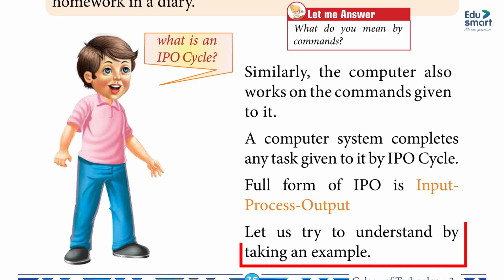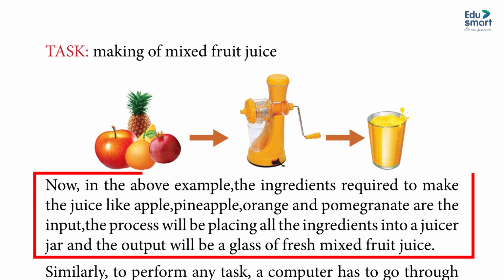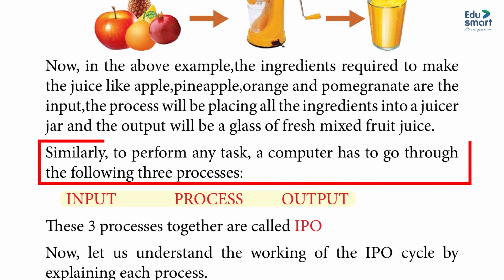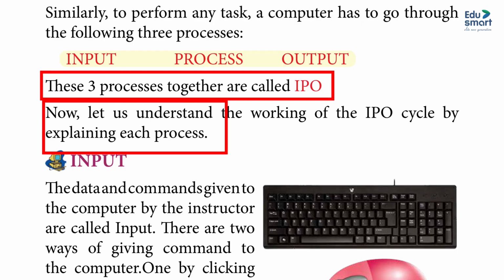Let us try to understand by taking an example. Task: making of mixed fruit juice. Now in the above example, the ingredients required to make the juice like apple, pineapple, orange and pomegranate are the input. The process will be placing all the ingredients into a juicer jar. And the output will be a glass of fresh mixed fruit juice. Similarly, to perform any task, a computer has to go through the following three processes: input, process, output. These three processes together are called IPO.